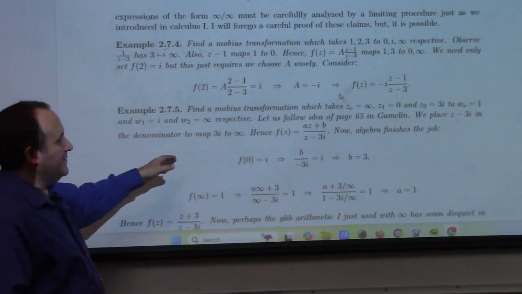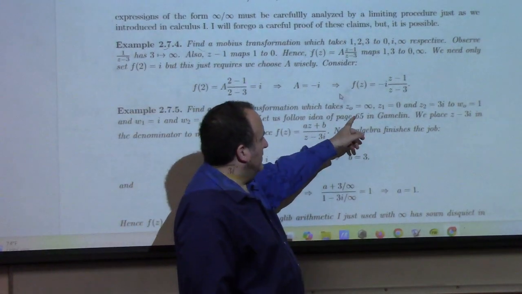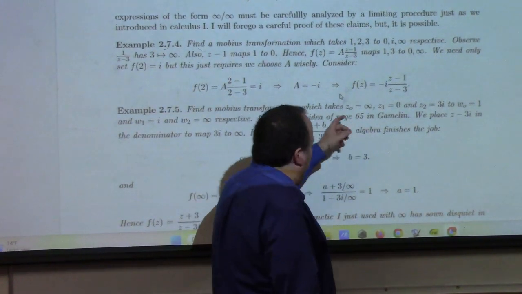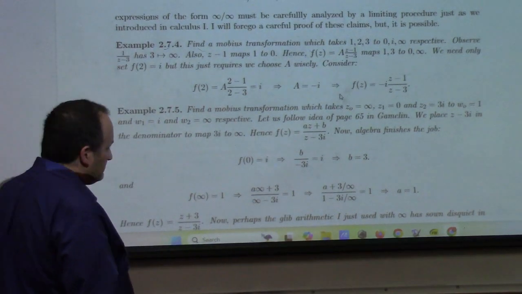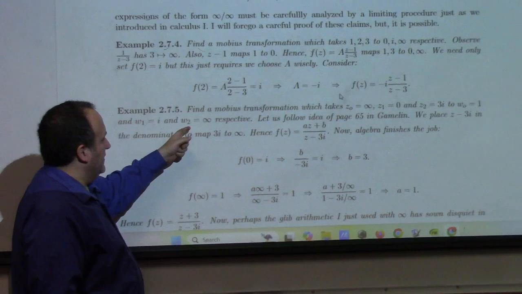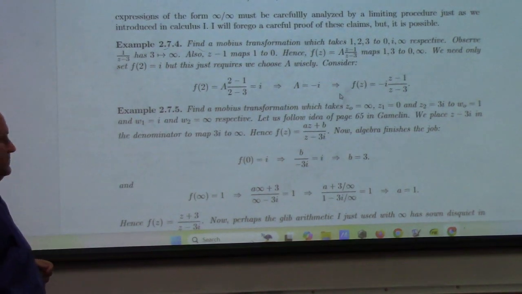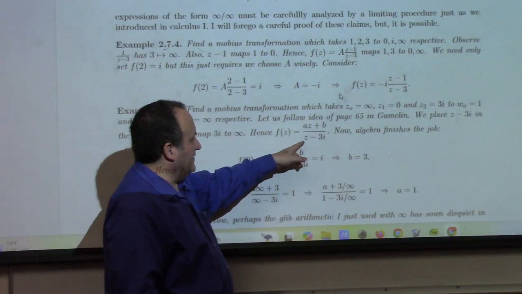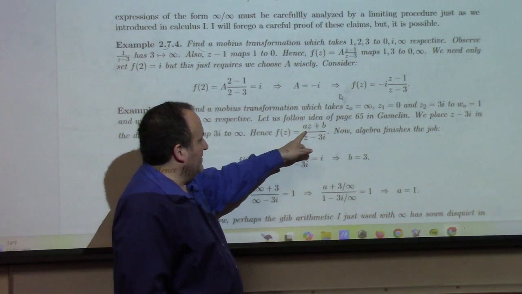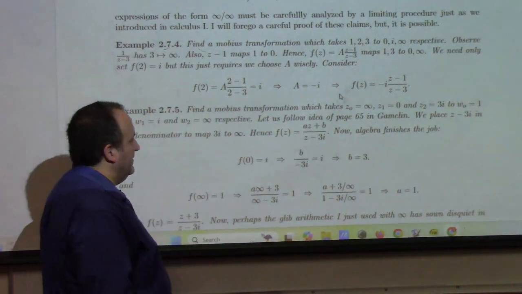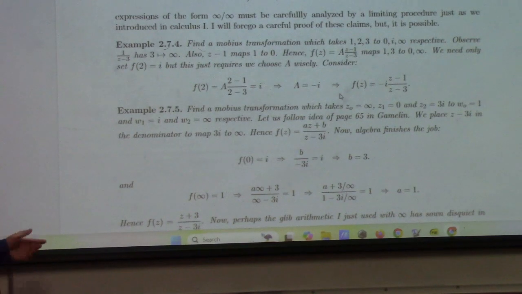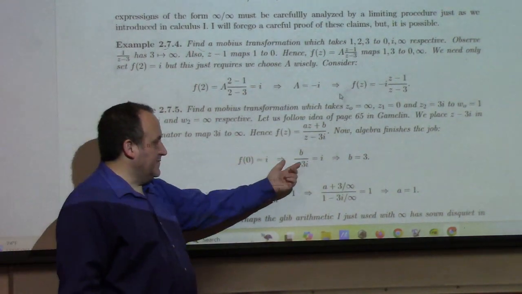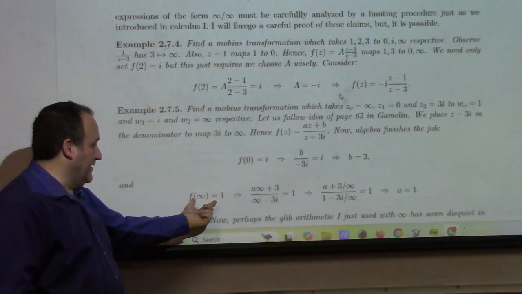Here's another example. Here I'm taking infinity to 1, 0 to i, and 3i to infinity. So I say, okay, so then basically we put z minus 3i downstairs to make sure we go to infinity when we plug in 3i. And I don't know what happens, but the top's got to be of the form az plus b. So then I just plug in the other two pieces of data. f of 0 is i, gives me this equation, so b is 3, and f of infinity being 1.